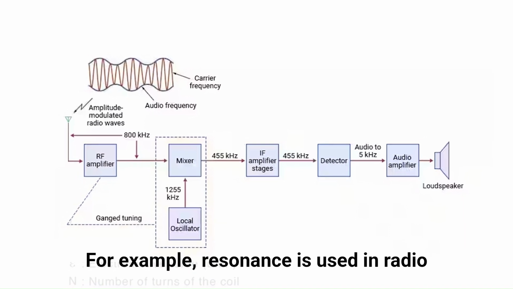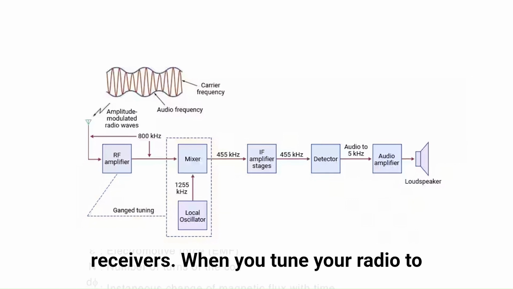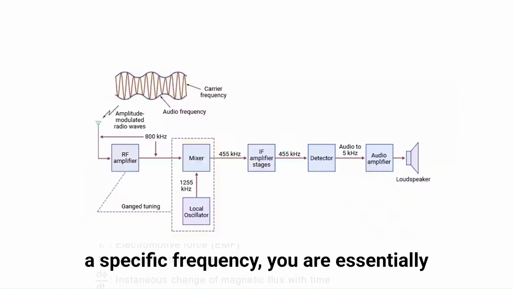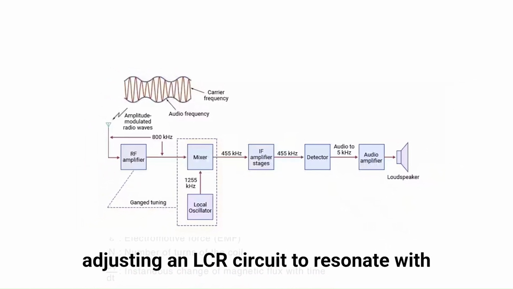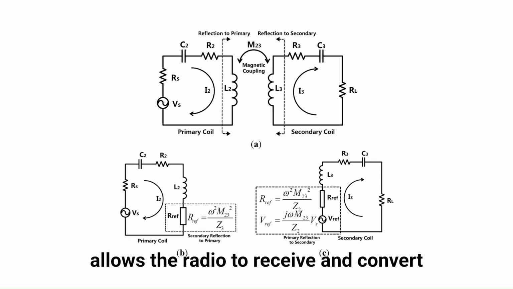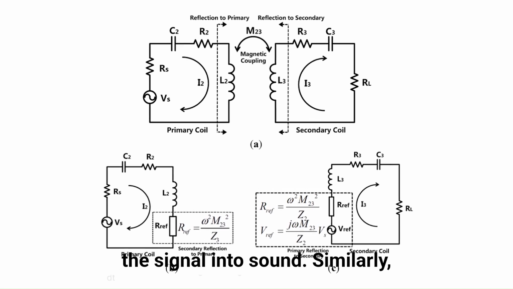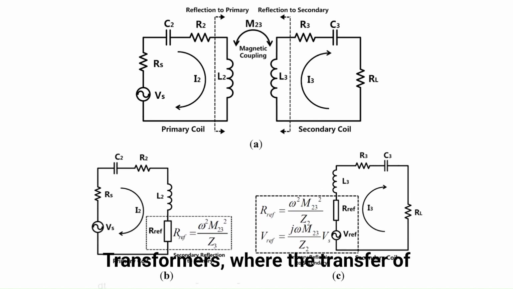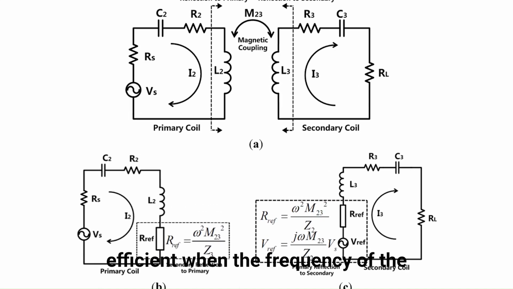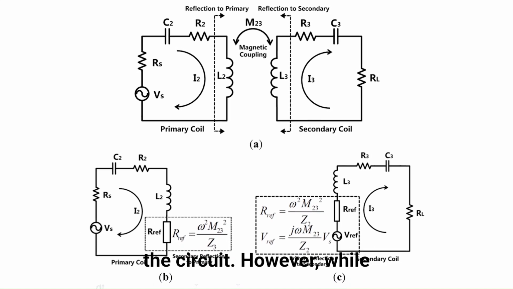For example, resonance is used in radio receivers. When you tune your radio to a specific frequency, you are essentially adjusting an LCR circuit to resonate with the radio signal's frequency. This allows the radio to receive and convert the signal into sound. Similarly, resonance is also crucial in transformers, where the transfer of energy from one coil to another is most efficient when the frequency of the current matches the resonant frequency of the circuit.